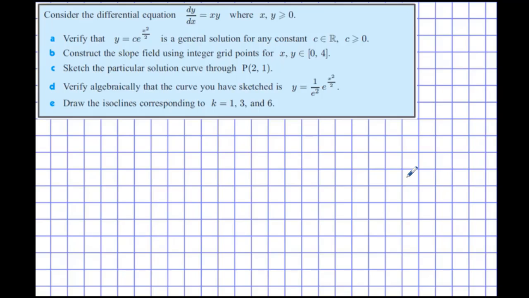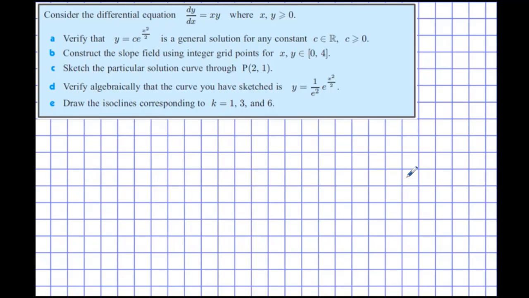Okay, so that means we need to start probably at 0, 0 and go all the way up to 4, 4 and everything else in between, and find the value of dy by dx at all of those different points. Part C: sketch the particular solution curve through P(2, 1). We're going to do that using the slope field.